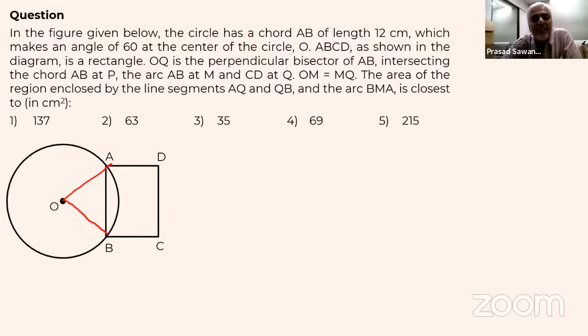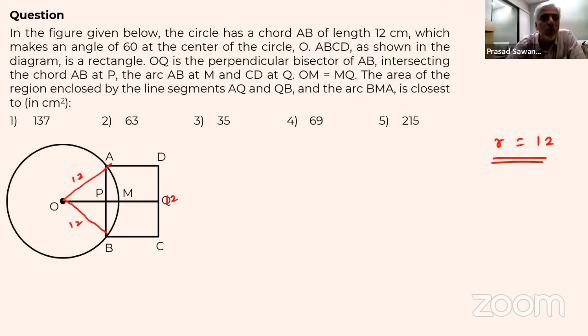Because if I make 60 degrees, the other two angles are equal. So it will be 60 degrees. So radius is 12. So I've got in sum radius is 12. 12, 12, 12. Okay. Let's go ahead further. As shown, ABCD is a rectangle. Fair enough. So this is also 12. OQ is perpendicular bisector of AB intersecting the chord AB at P, arc AB at M, and CD at Q.